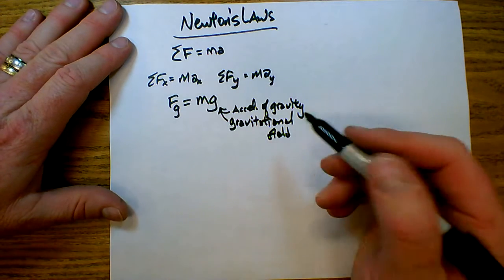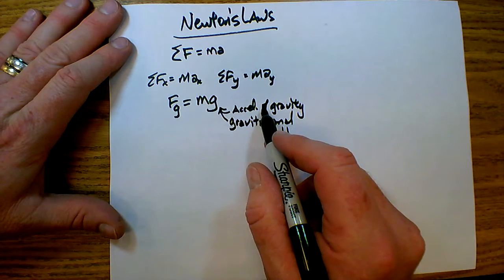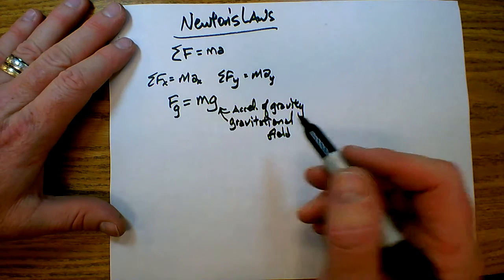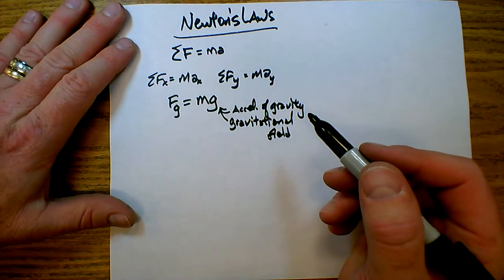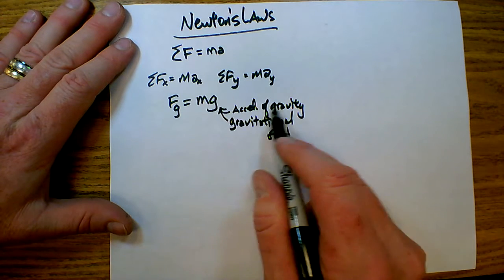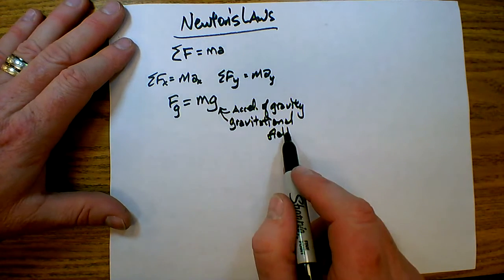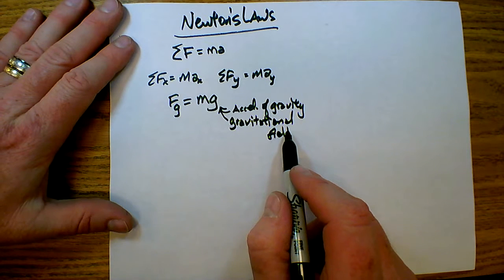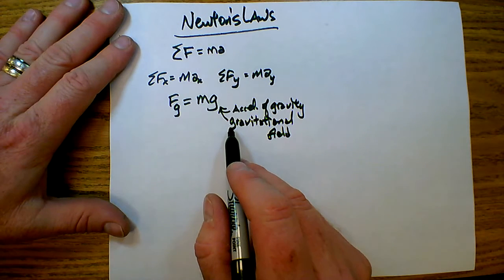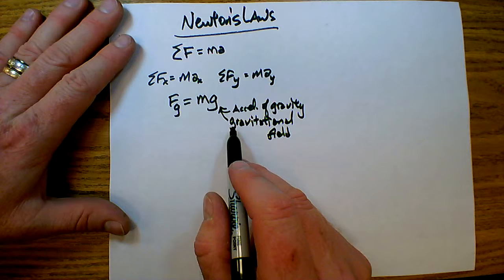Numerically, they're the same. The gravitational field and the acceleration of gravity are numerically the same. For the Earth, it's 9.8. Often we use 10 just to make the math a little bit easier. Generally, acceleration, we would list it as meters per second squared, so 10 meters per second squared. Gravitational field is often expressed in terms of newtons per kilogram. And dimensionally, newtons per kilogram is the same as meters per second squared.